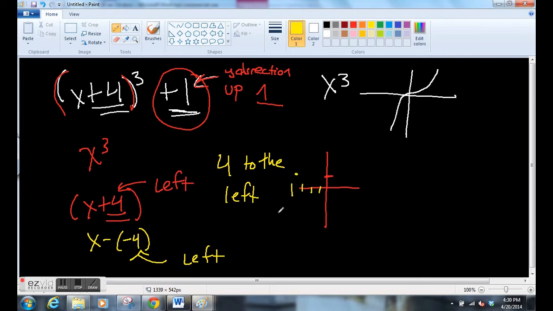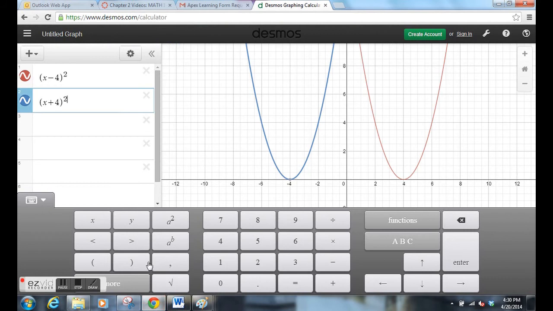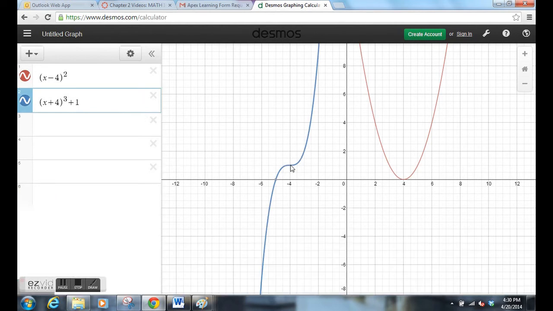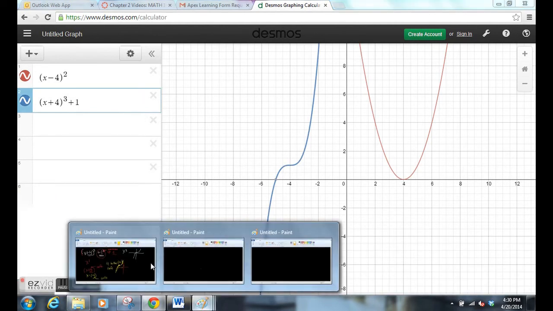So that's our spot, and now your function would look like this. It should have twisted, it should have crossed over at the point there, which is (-4, 1). And now I shall confirm this for you by plugging it into my graphing calculator. Okay, x plus 4, but now it's not squared, it's cubed, plus 1. Ta-da! Do you see right there? (-4, 1). Awesome! How good do we feel?